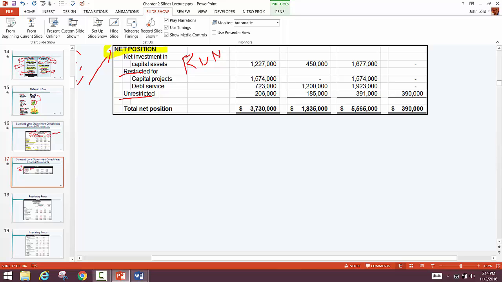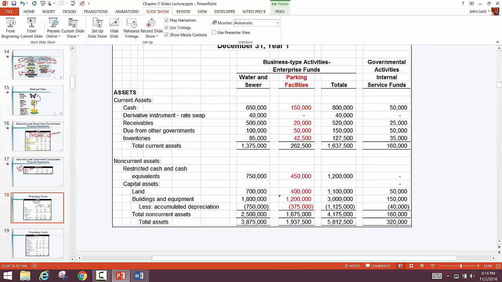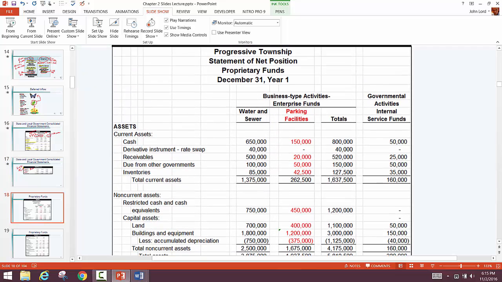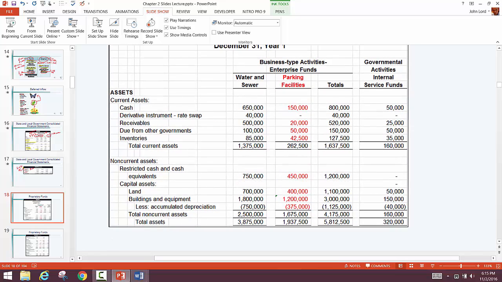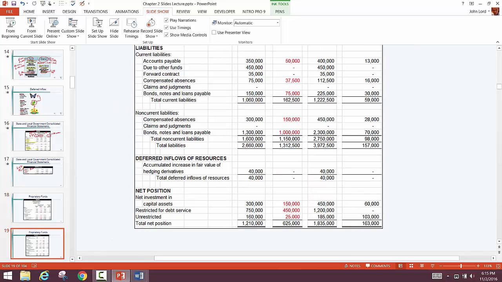Now I'm down on my proprietary fund statement of net position. Notice they have two enterprise funds, water and sewer and parking facility. When we add up the totals there and come over to the next page, we get to the net position. Is that the same number, 1,835,000? I can't circle it because my pen won't work after I used the squeezing to make the screen bigger, but you see that's the same number, isn't it?